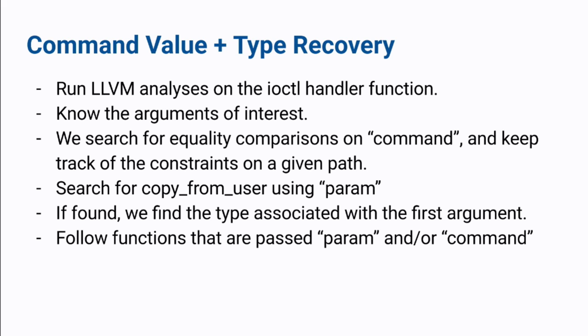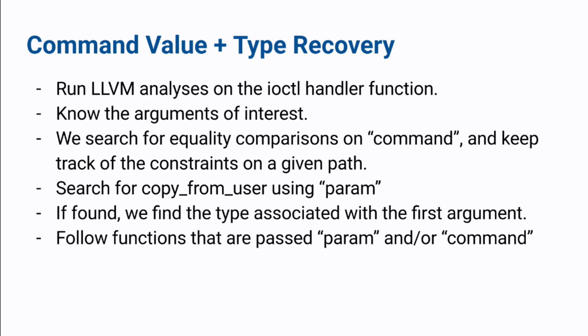Because we've recovered these handlers, we run our LLVM analysis on the handler function, the bitcode for it. And we know our arguments of interest, right? We know that our second argument is the command value, and the third argument is param. So this is very nice, because all we have to do is search for any kind of equality comparison on our command value. If we see it, we keep track of that constraint for the given path, like where that equality comparison applies. And while we're on that path, we look for any uses of copy_from_user that's using our third argument, param.